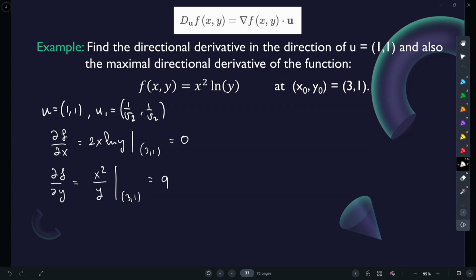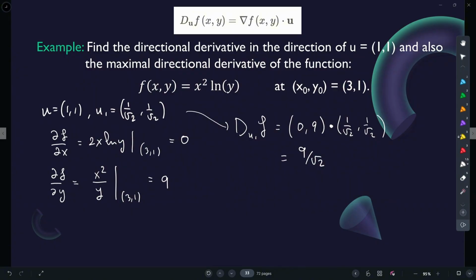Okay? So when I go in this direction, it will be the dot product of 0, 9 with the direction 1 over the square root of 2, 1 over the square root of 2. And that is 9 over the square root of 2. So that is one of the possibilities: we go in that direction, and the slope is 9 over the square root of 2. Now I'm going to find the maximal rate of change. The maximal directional derivative will be given by going in the direction of the gradient vector.